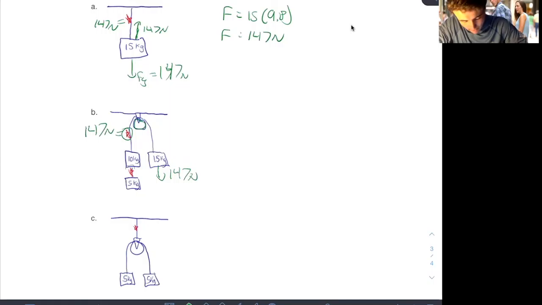What is the tension in this rope down here that is holding the 5 kilogram block? Okay, so this 5 kilogram block, let's write what's going on. It's not moving, so I know that F net equals 0.